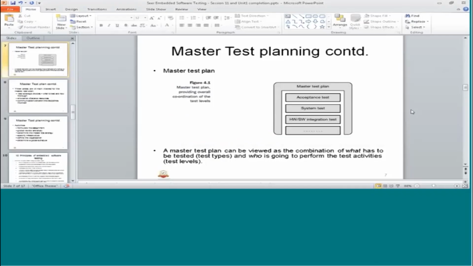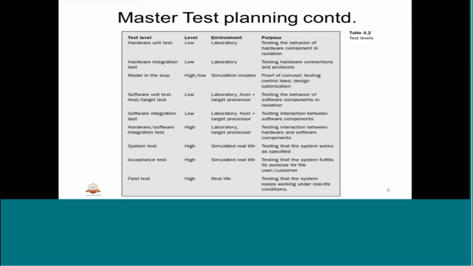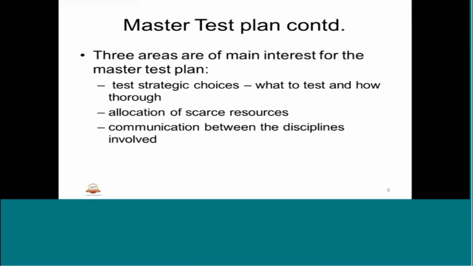So that is about master test planning, test levels and test types. There are three main areas of interest for the master test plan that need to be considered by the project manager or test manager before he draws the master test plan. First, test strategic choices: what to test, and how thorough it should be. That is one of the important test strategy choices that has to be made.